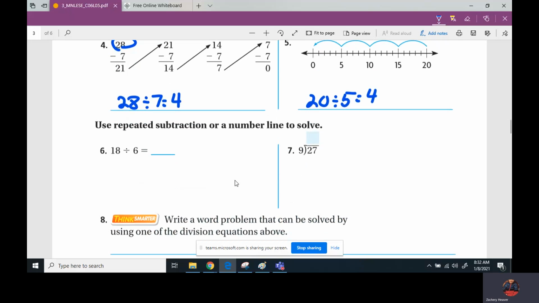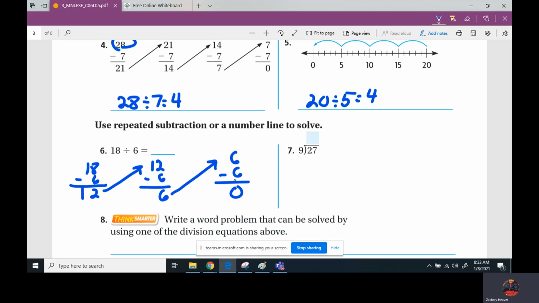The next one. 18 divided by 6. Well, we're going to do repeated subtraction. Let's try it. We got to get 18 and subtract 6 till we get to 0. So 18 minus 6 is 12. Remember, go up. Now we're doing 12 minus 6, which is 6. Go up. 6 minus 6, which is 0.